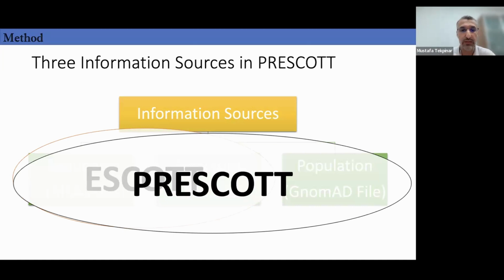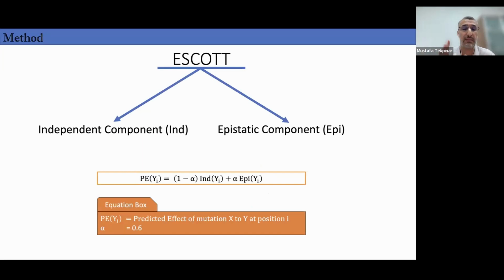And now I will introduce our PRESCOTT method. Basically, in the PRESCOTT method, we have two components. The first component is the independent component, and the second component is the epistatic component. To predict the effect from X to Y at column I, we do a linear combination of the independent component plus the epistatic component. We give 40% weight to the independent component, and we give 60% weight to the epistatic component.